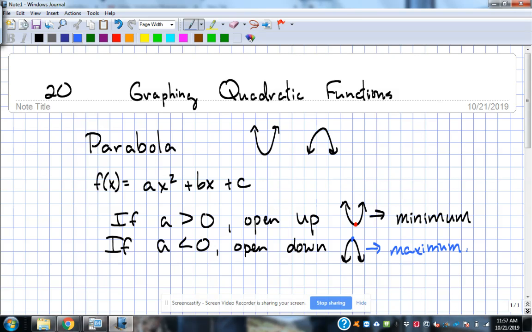That'll be important for what we're doing today, but it'll be even more important when we talk about word problems because they'll ask us to maximize or minimize some situation. And anytime you see that, you're thinking, oh, it's talking about the vertex. Maximize or minimize is talking about a vertex. So that'll be handy when we go to the word problems for sure.